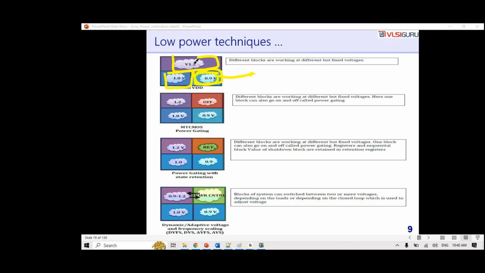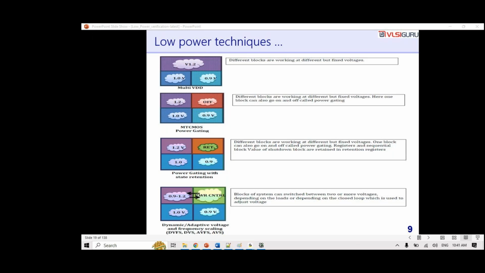For example, I have a CPU subsystem in my mobile. That CPU subsystem needs to provide very high performance, and that high performance comes with a higher voltage. We have already discussed how higher voltage is related to higher performance. As you increase the voltage, the flow of current increases, and it leads to increased switching speed. So essentially, higher voltage is related to increased switching speed, which leads to improved performance.